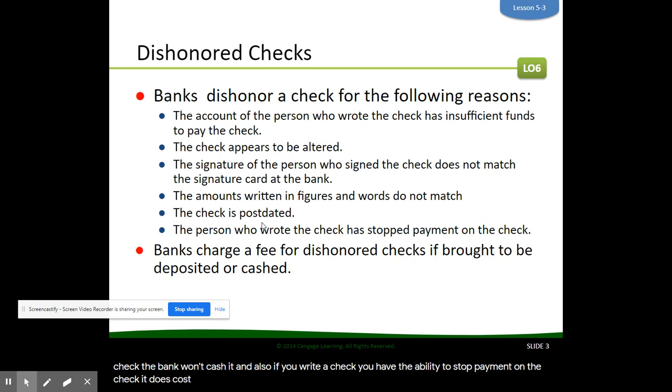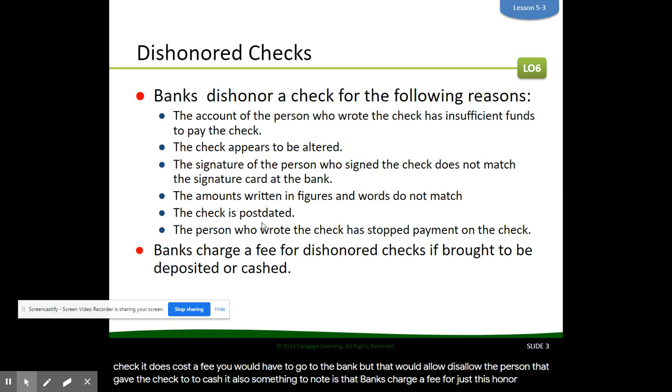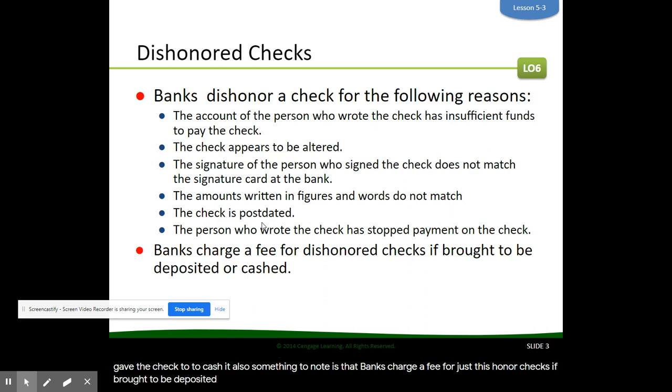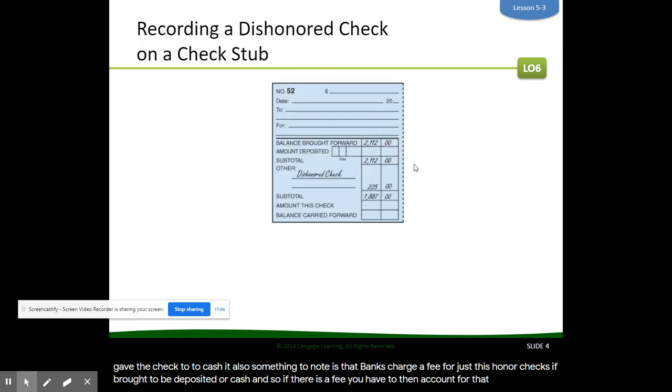And also, if you write a check, you have the ability to stop payment on the check. It does cost a fee. You would have to go to the bank, but that would disallow the person that you gave the check to from cashing it. Also, something to note is that banks charge a fee for dishonored checks if brought to be deposited or cashed. And so, if there is a fee, you have to then account for that fee.